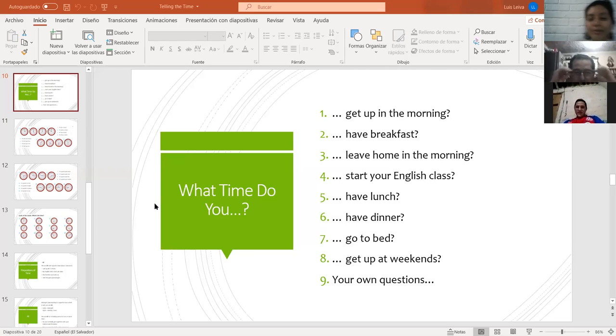Vaya, concentrémonos. La pregunta es: what time do you... ¿A qué hora se levanta en la mañana? ¿Qué hora le ponemos, Luis? Ahí es con la información de ustedes, ¿verdad? Sí, es cada quien.